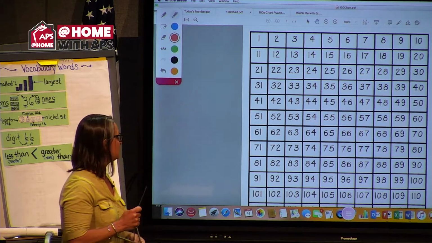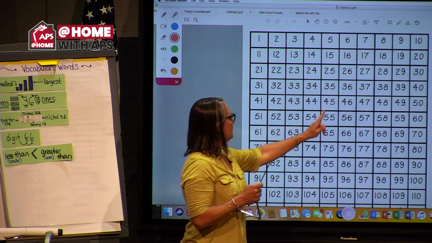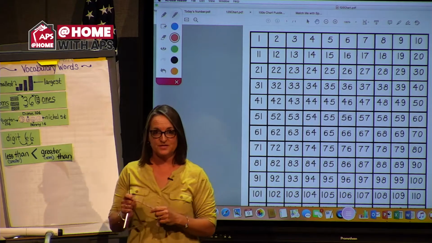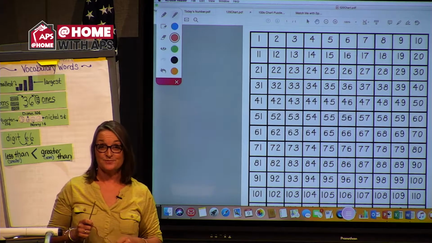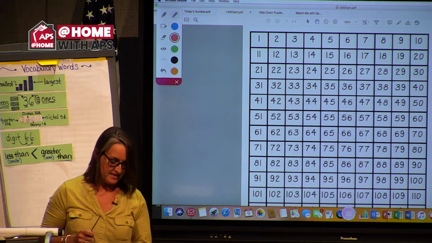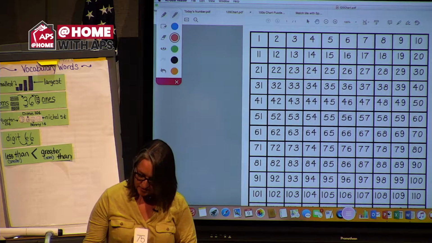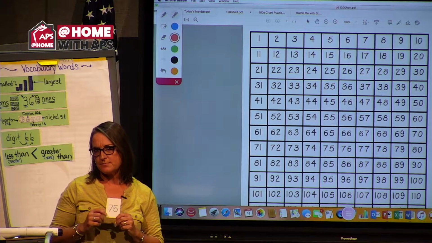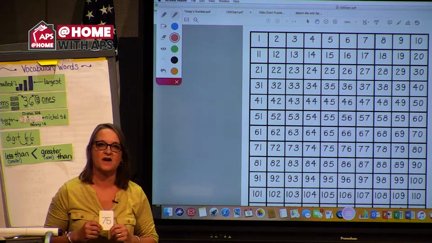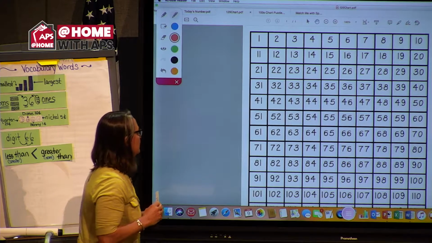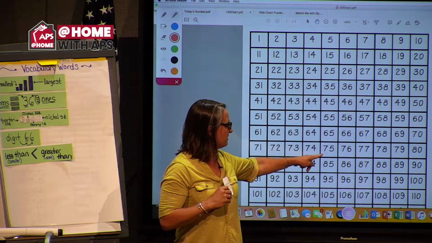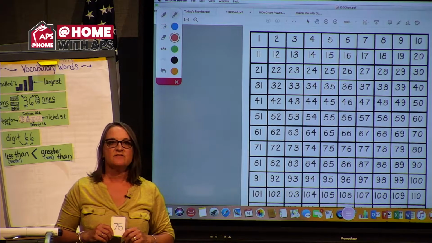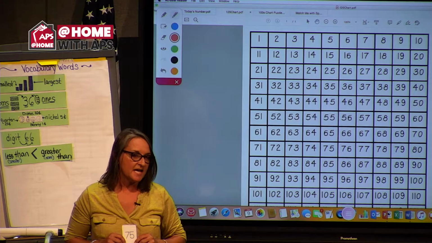Did you count? 56, 57, 58 with my triangle? Nice work. Okay. The next number I draw is 75. So what's the first number I count? What comes right after 75? That's right. 75 is way over here. 76 comes next. 76, 77, 78.